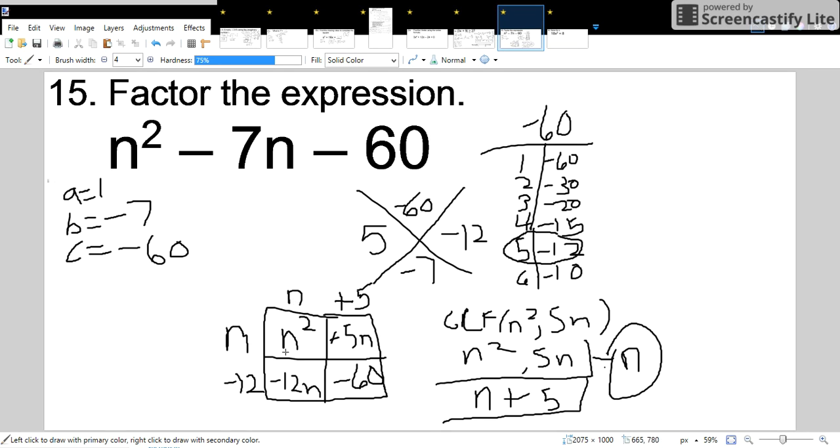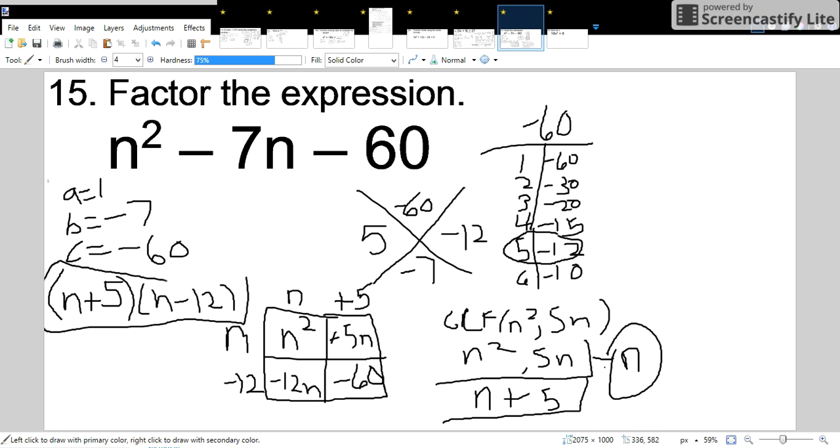So n times n is n squared, that works. N times plus 5 is a plus 5n. Negative 12 times n is negative 12n. And negative 12 times positive 5 is negative 60. So our factored form will be parentheses n plus 5 and parentheses n minus 12. You could put these two binomials in the other order. You could start with n minus 12. Either answer is acceptable.